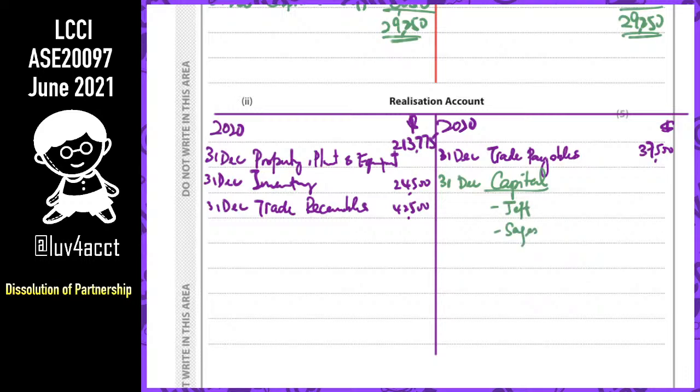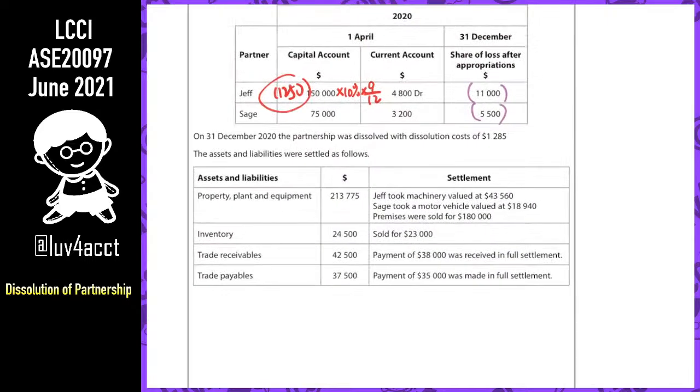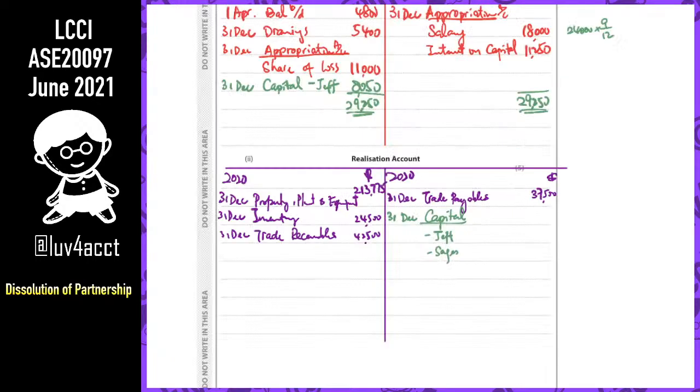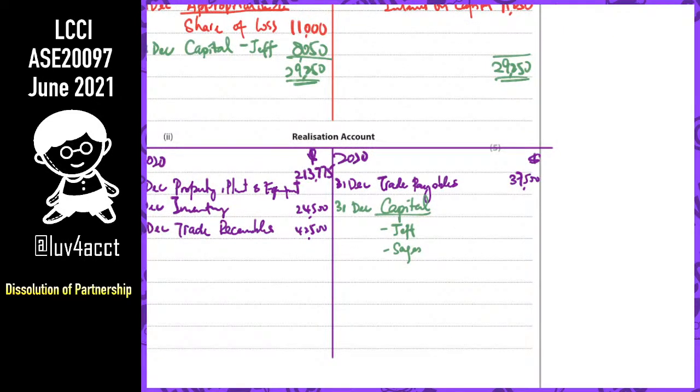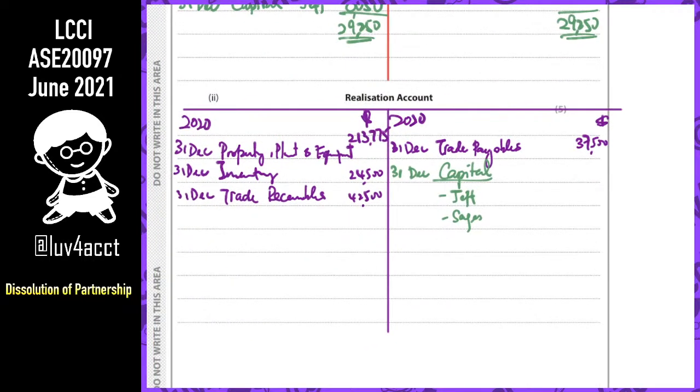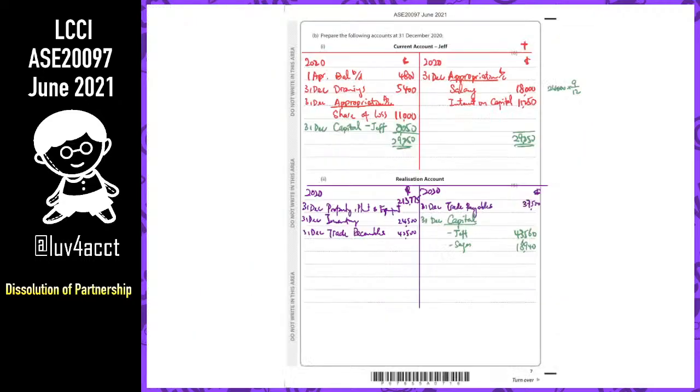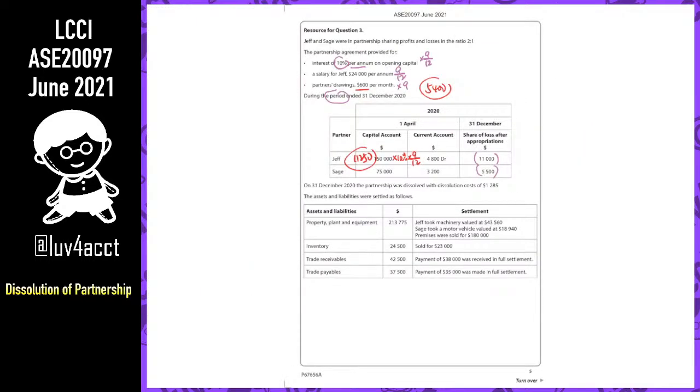So first of all, you go to the capital account of Jeff and of Sage. They have assets taken over. Let us go back and see. Jeff took over machine, 43,560. Sage, 18,940. When they take away the asset of the company, it is actually a reduction in their capital. That's why it goes to the capital account of the two partners. 43,560, 18,940. Let me make sure that is correct, for the correct person. Yes, it is correct.